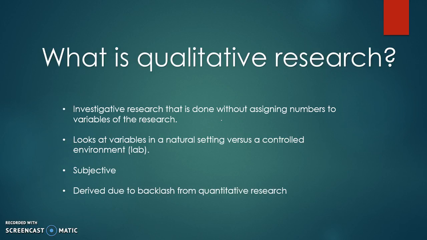Okay, qualitative research. What is qualitative research? Qualitative research is an investigative research that is done without assigning numbers. So qualitative research doesn't deal with any numbers at all. It doesn't deal with mathematical equations or finding how much or how little of something. Qualitative research also looks at variables in their natural state versus a controlled environment like a laboratory. Qualitative research is also subjective.